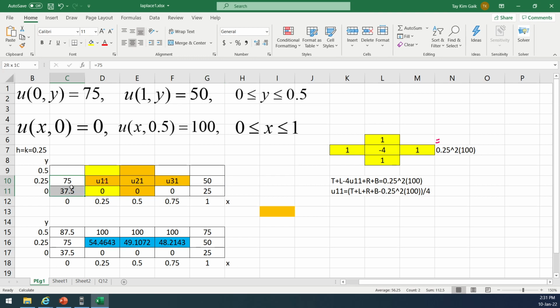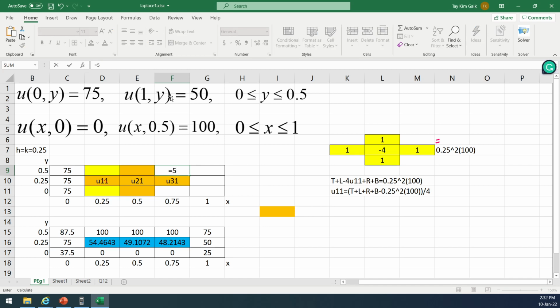Okay, we are going to show you how we can quickly solve the Poisson equation in Microsoft Excel using the iterative calculation. So first of all, we draw the grid: x from 0, increment 0.25, up to 1, and then y from 0, 0.25 up to 0.5. Fill in the left boundary condition u0y equal to 75. Let me fill in 75 here. u1y equal to 50, meaning the right boundary, for all the y is equal to 50.